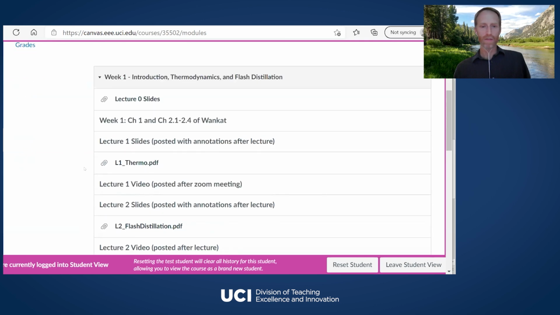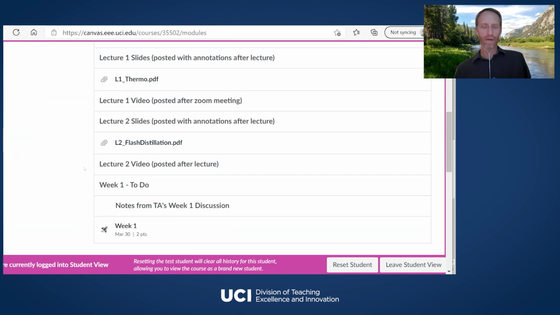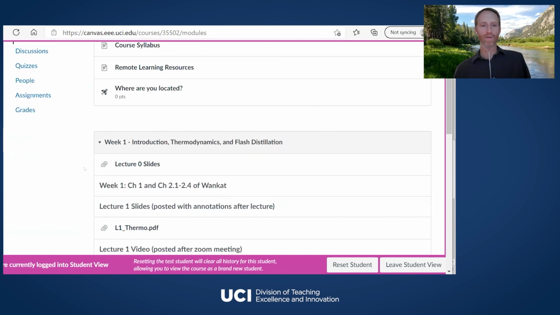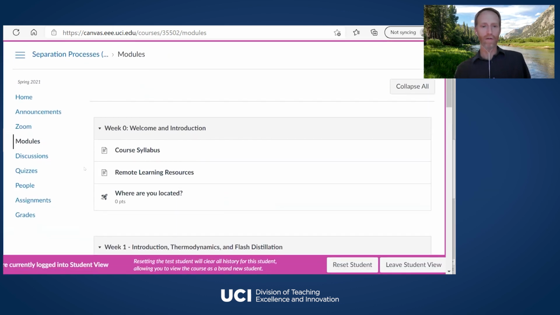They can see what assignments are coming, what reading they need to do each week, when there's a homework due. So it's right there in front of them without any surprises.